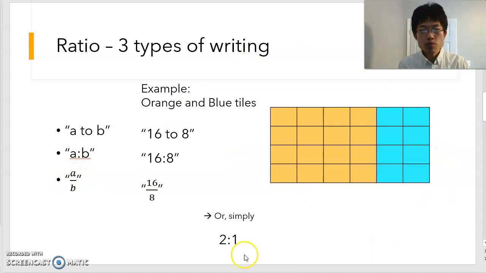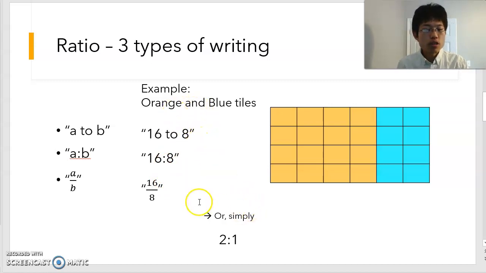So here's an example. We have orange and blue tiles, rectangles, whatever, and over here there are 16 orange tiles and 8 blue tiles. So if I were to write the ratio, it'll be 16 to 8. If I write it in words, 16 to 8; if I use a colon, it's 16 colon 8; or you can say 16 over 8. Now I used orange first. If you want the blue first, it'll be 8 to 16, 8 colon 16, 8 over 16. It just depends on which one you use first.